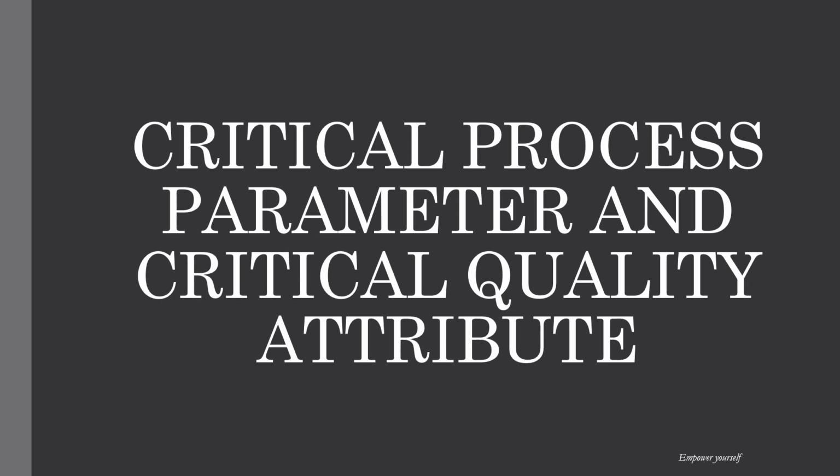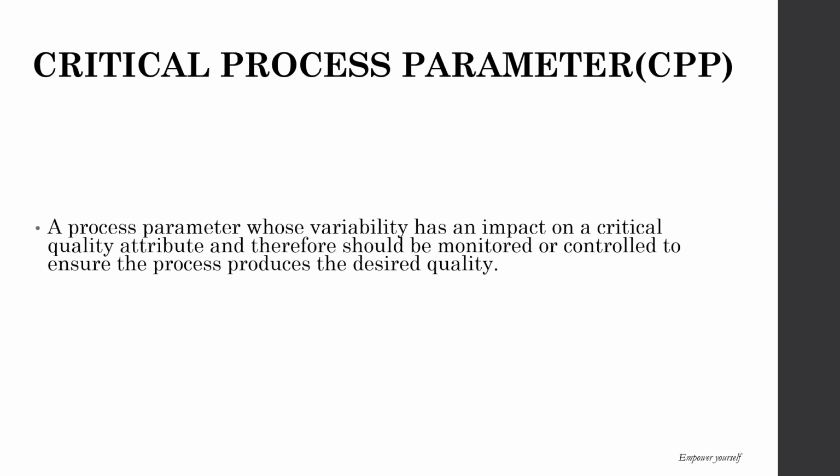Today we will learn about critical process parameter and critical quality attribute. Critical process parameter. It is also called as CPP. The critical process parameters are interlinked with the critical quality attribute as well, because the critical process parameter plays an important role which will impact the quality of the product as well. Let us see the definition of critical process parameter.